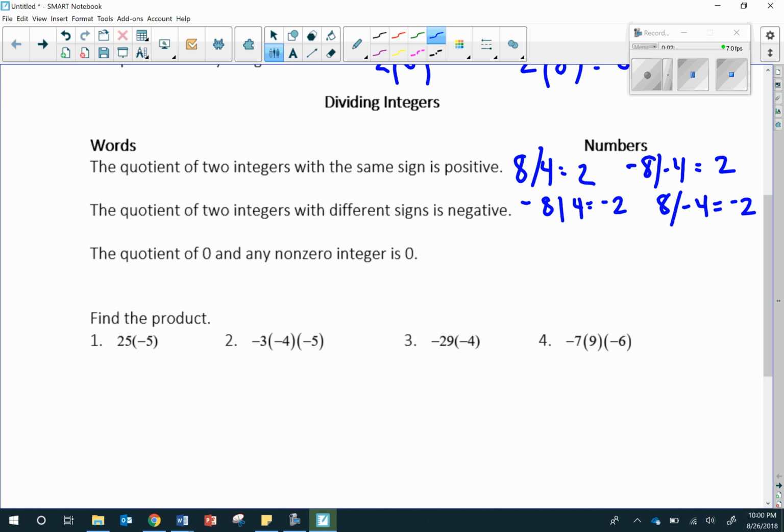The quotient of 0 and any non-zero integer is 0. So 0 divided by 4 equals 0. 0 divided by negative 4 also still equals 0.